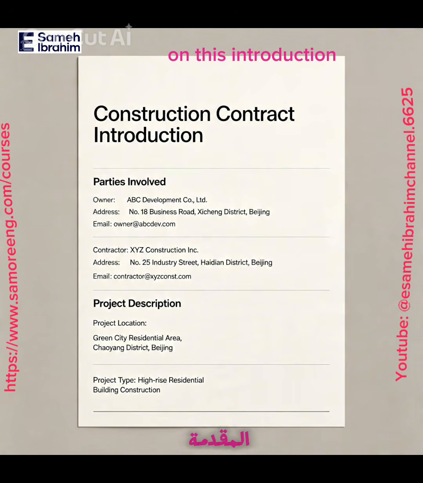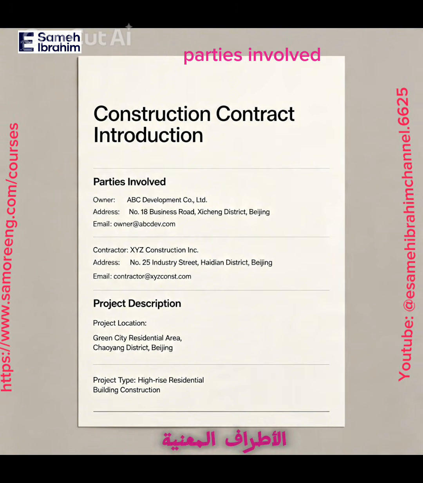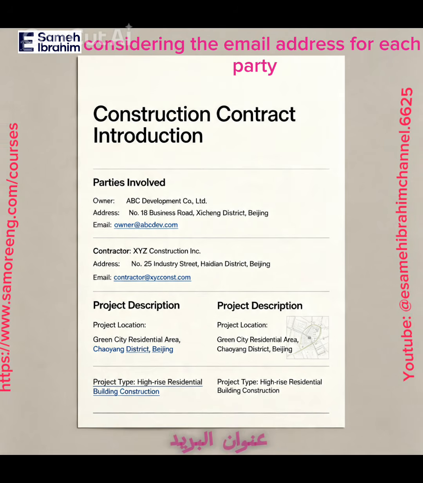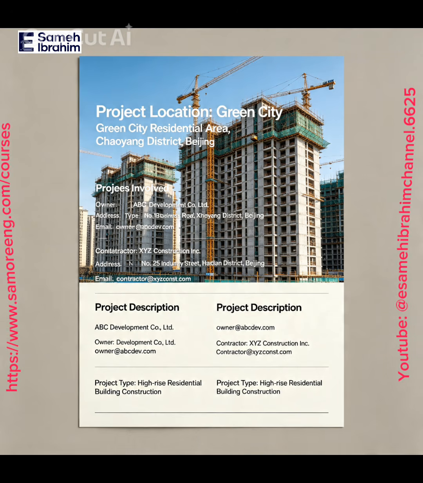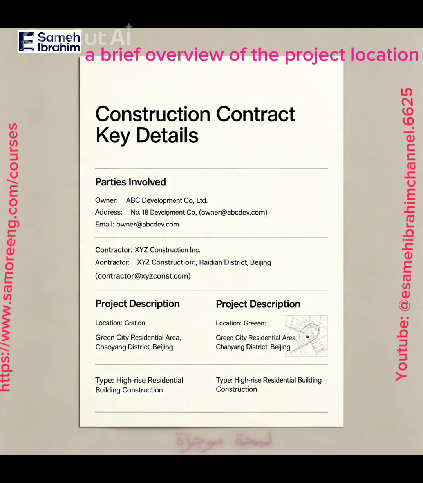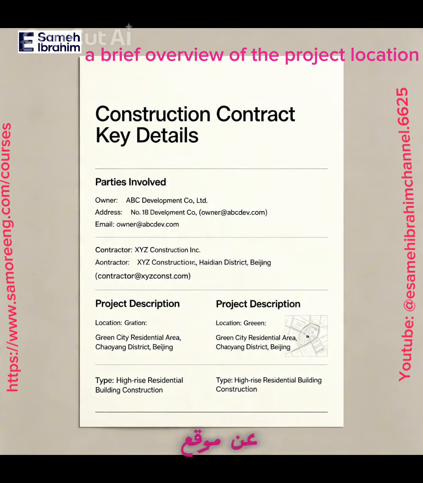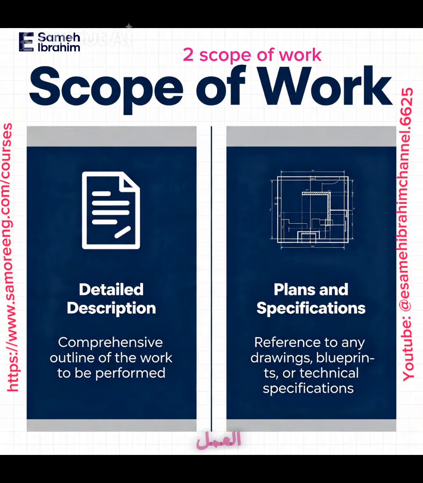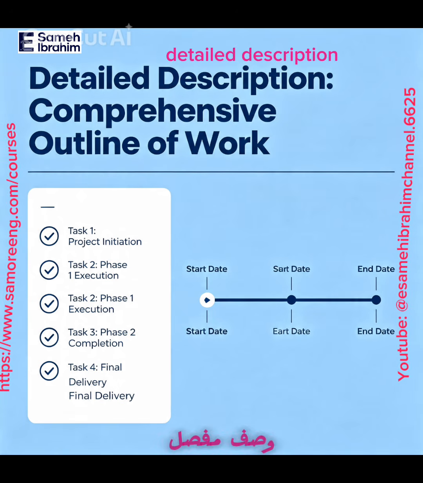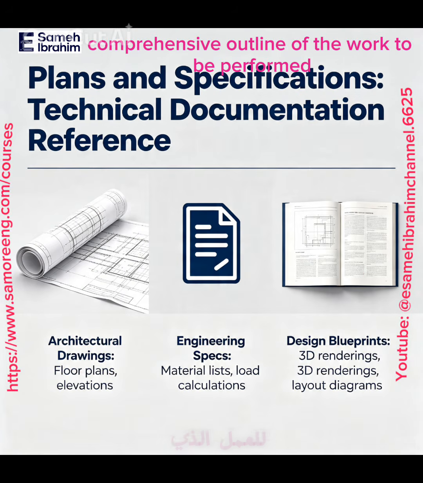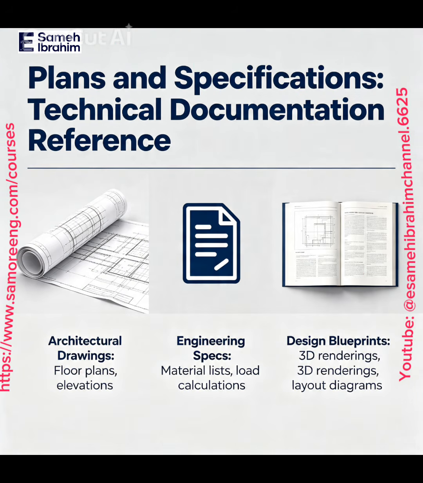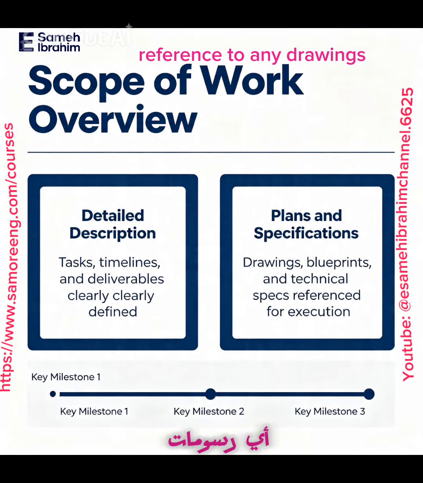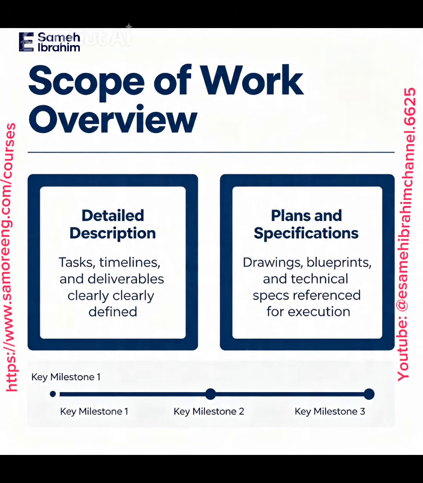1. Introduction. Parties involved: names and addresses of the owner and contractor, considering the email address for each party. Project description: a brief overview of the project, location, and type of construction. 2. Scope of work: a detailed, comprehensive outline of the work to be performed. Plans and specifications: reference to any drawings, blueprints, or technical specifications.